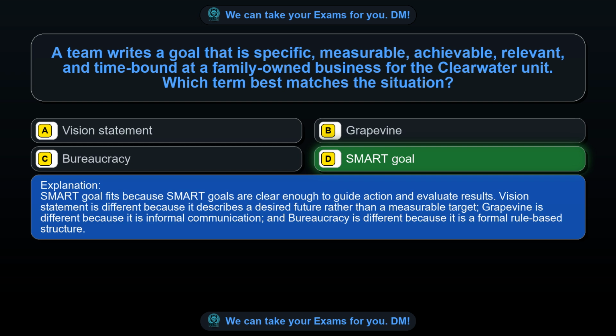SMART goal fits because SMART goals are clear enough to guide action and evaluate results. Vision statement is different because it describes a desired future rather than a measurable target. Grapevine is different because it is informal communication, and bureaucracy is different because it is a formal role-based structure.